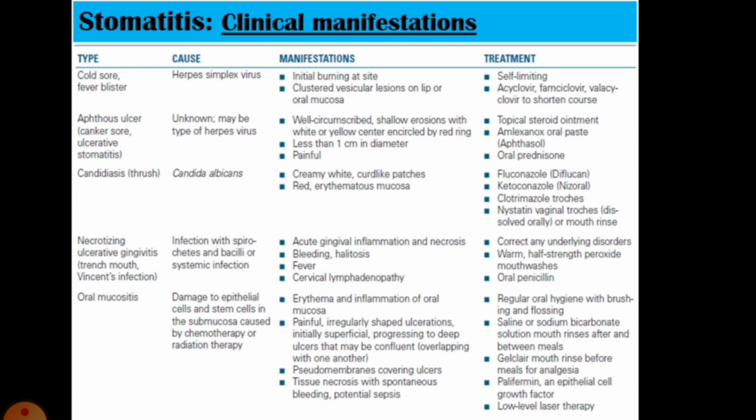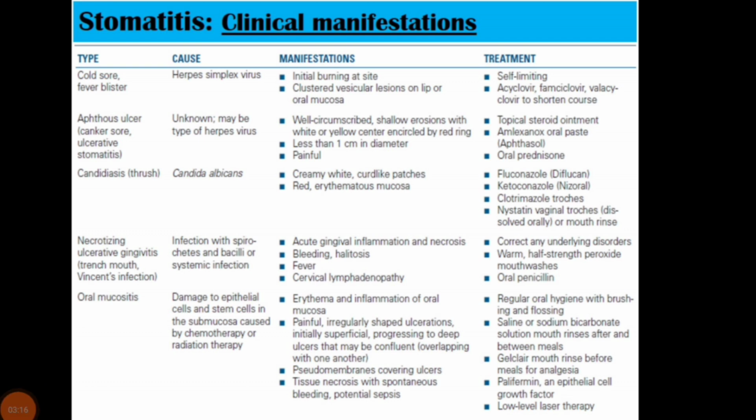Oral mucositis is damage to epithelial cells and stem cells in the submucosa caused by chemotherapy or radiation therapy. There is erythema and inflammation of the oral mucosa, painful, irregularly shaped ulcerations, initially superficial, progressing to deep ulcers that may be confluent, overlapping with one another, pseudomembranes covering ulcers, tissue necrosis with spontaneous bleeding, and potential sepsis.